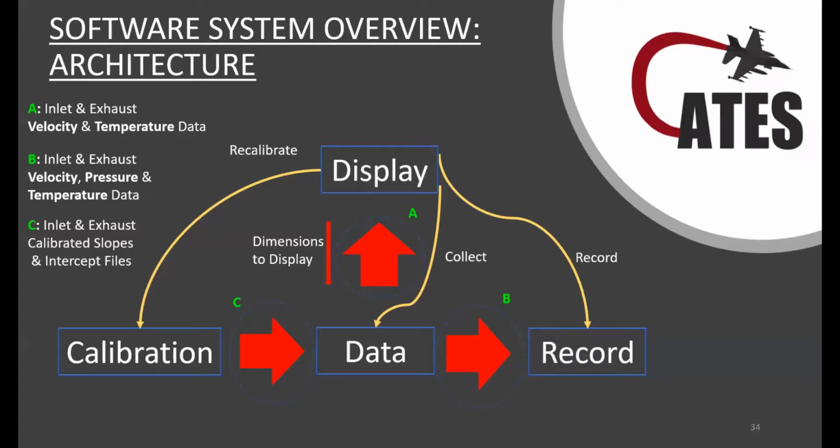Lastly is the record function. The record function, as simply as it states, is the function that records the data in an orderly, neat fashion that would make sense to a user so they could use that information at a later time.